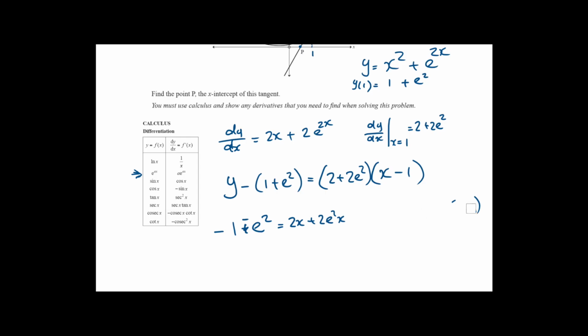Let's get rid of this again. So that one done, now I'll do one with the negative 1. Negative 2, negative 2e squared. All right, so we want to solve for x. Sorry.